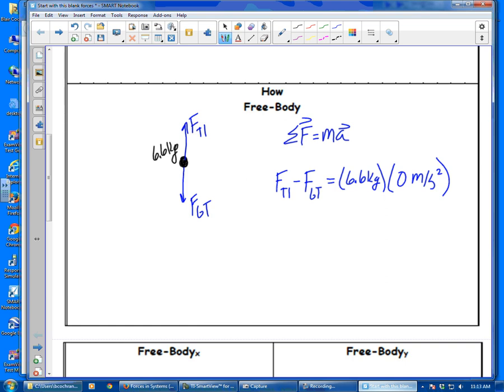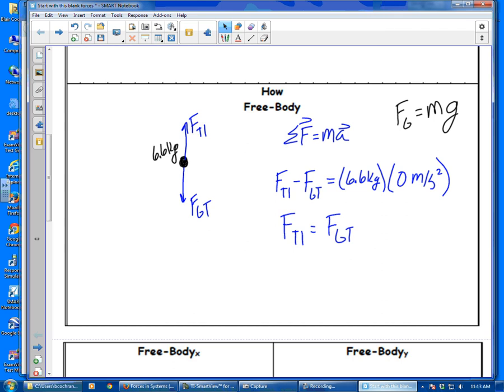So let's see. I don't know FT1, but I know that FT1 equals FT total. And I remember from my equation sheet, I've got one equation and a couple of identities. One of the identities says that the weight is the mass times the gravitational field strength, little g.